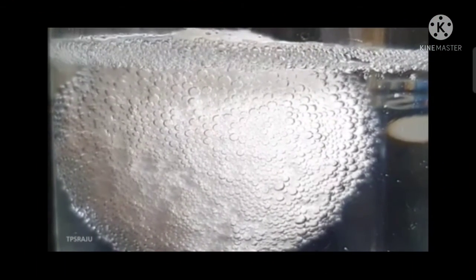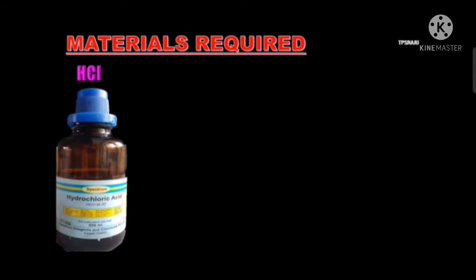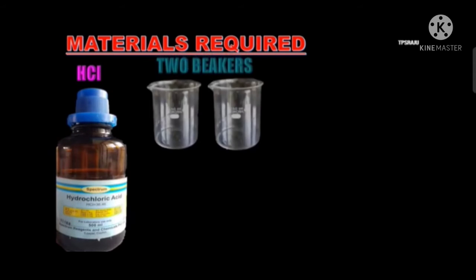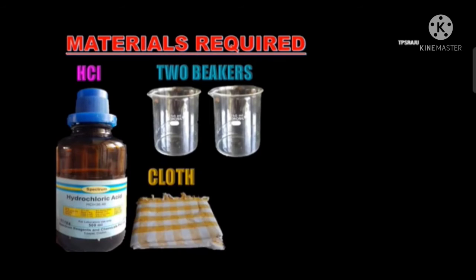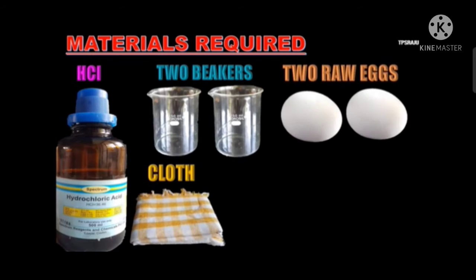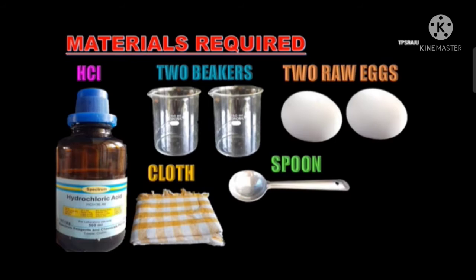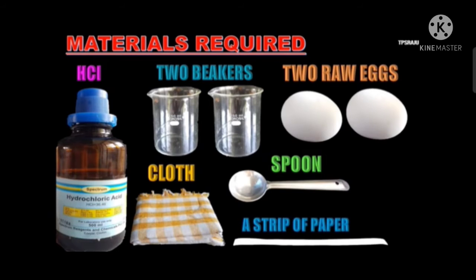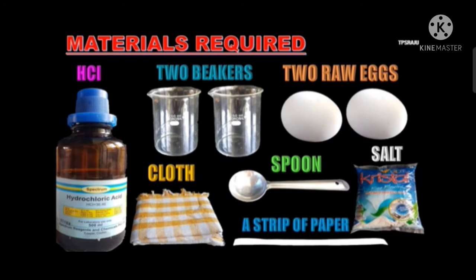Children, you already learned about animal cell. Now let us do another activity to understand the movement of water in animals. For this, we require the materials: HCl, 2 beakers, cloth, 2 raw eggs, 1 spoon, a strip of paper and salt.